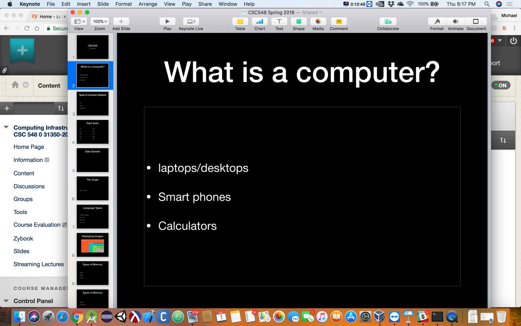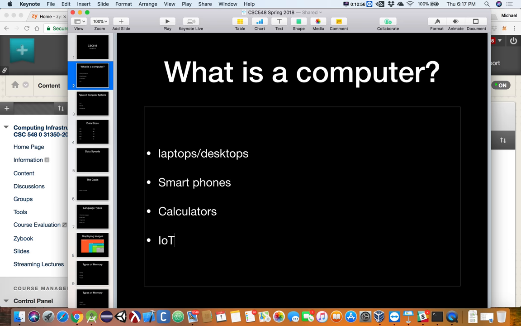What about some of our household appliances now? We have smart fridges and toasters and stuff like that. How many of you have ever seen something called IoT? What does IoT stand for? Internet of Things. Right, so this is a newer, probably over the last 3 or 4 years, kind of hot topic where we just decided that everything needs to be on the internet. Our toaster needs to be connected to the internet, and our fridge, and our shoes, and before long, everything's on the internet, right?